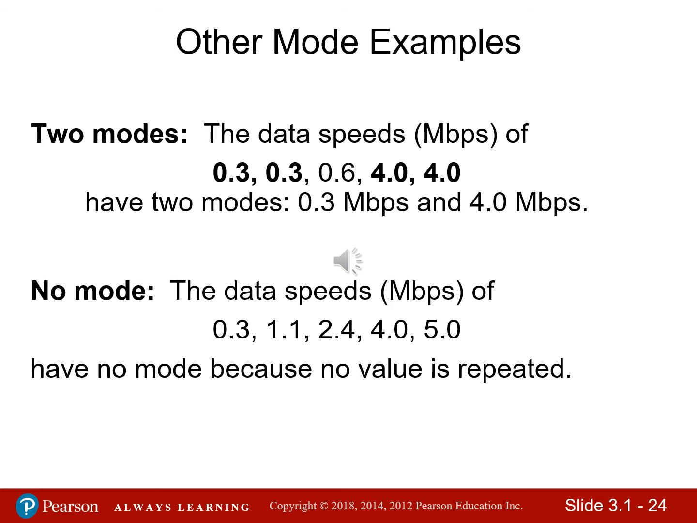This first data set has two modes. We have 0.3 megabits per second, 0.3 megabits per second, 0.6 megabits per second, 4.0 megabits per second, and 4.0 megabits per second. So we would say that this data set has two modes, or is bimodal. One mode would be 0.3 megabits per second, and the second mode would be 4.0 megabits per second. This next data set has no most frequently occurring value, so we would say that this data set has no mode because no value is repeated.